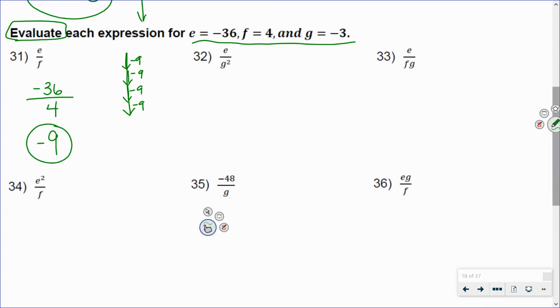Now, number 34 can kind of catch some people off guard. This is asking us to take the square or second power of negative 36 and then to divide it by 4. So remember what a power means. It means a number times itself.